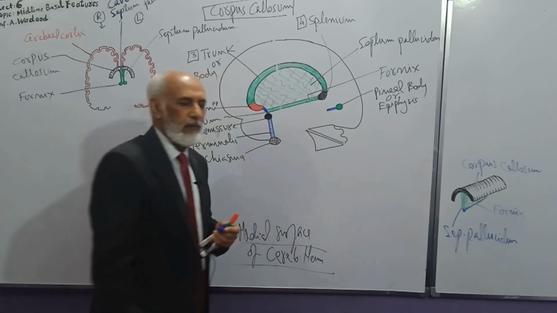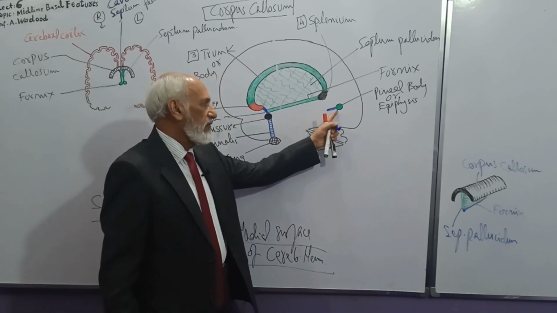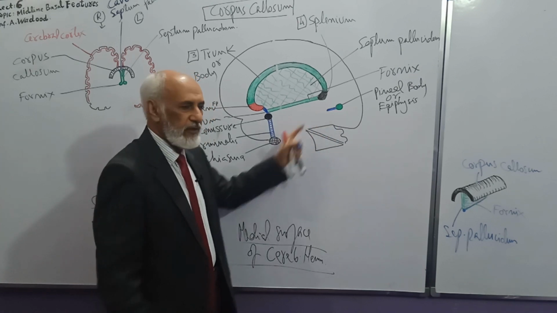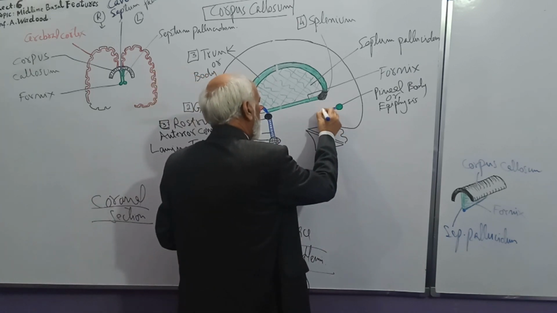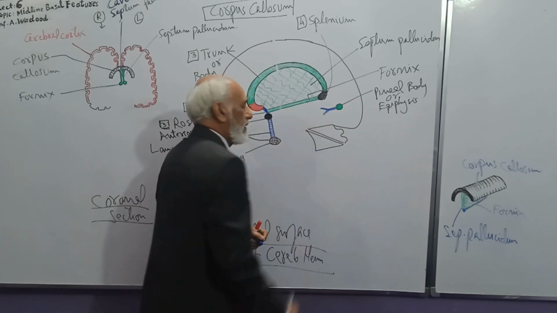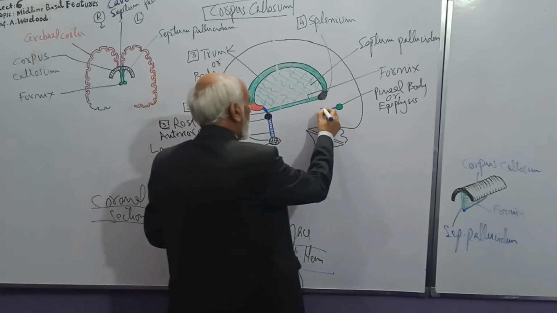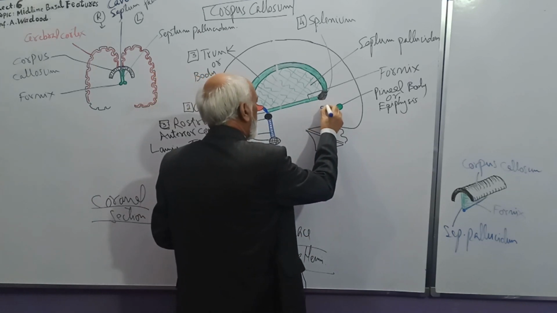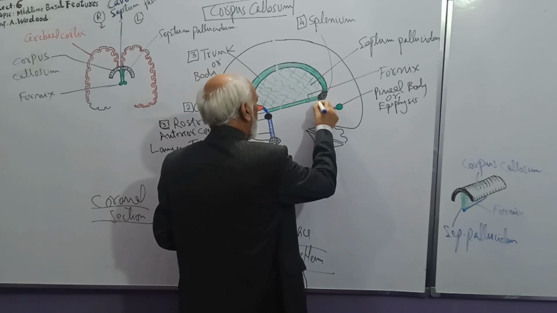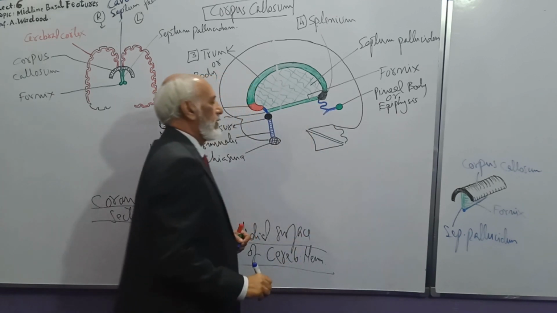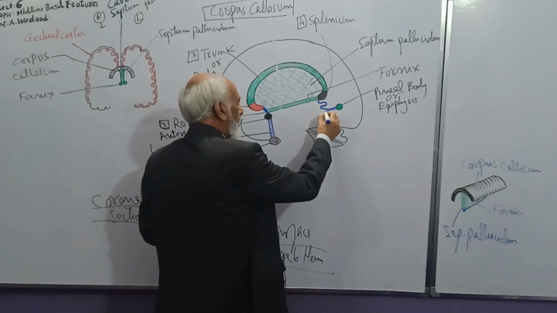This is the stalk of the pineal body. When the stalk of the pineal body runs forwards, it splits into two laminae or layers. One layer runs upwards, backwards, to be attached to the base of the brain. The other lamina runs downwards.